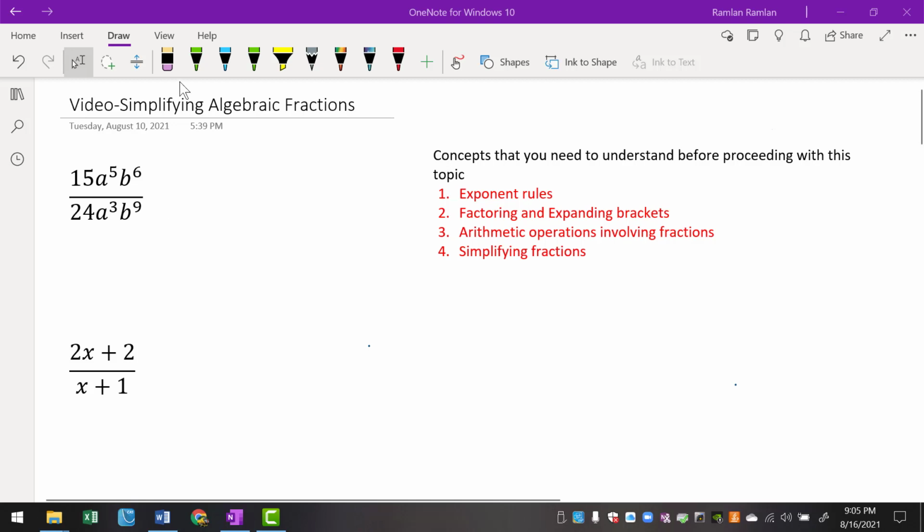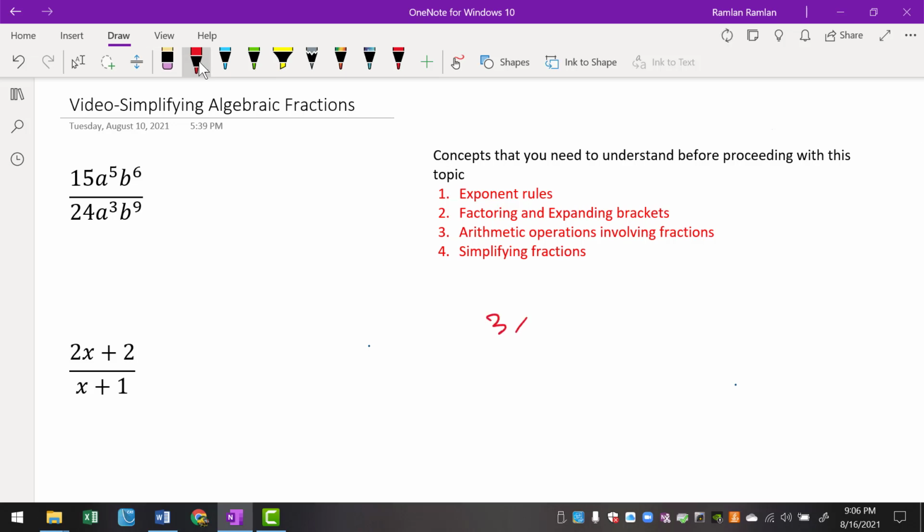Sometimes we get a question like this, and we need to simplify this fraction. It's the same thing as simplifying a fraction like 3/6. I can simplify that to 1/2, because the numerator and denominator are both divisible by 3. Divided by 3, you get 1, and 6 divided by 3, you get 2.